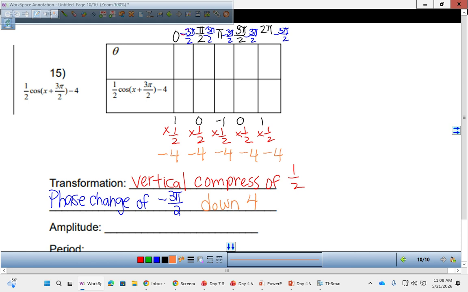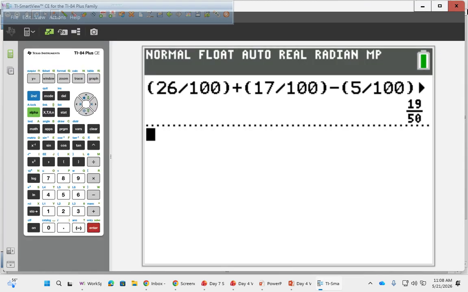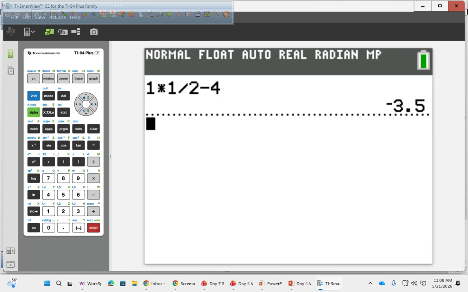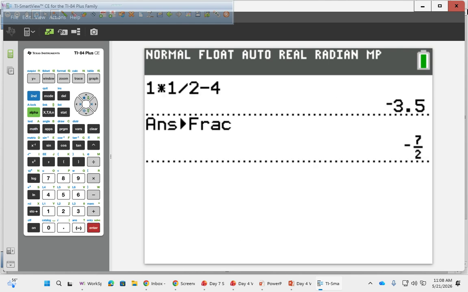Now I've got to do the math. If you don't want to do math with fractions in your head, the bottom ones you can do in your calculator, the top ones you can't, and I'm going to show you why. So if I type 1 times 1/2 minus 4 into my calculator, it'll do that, right? And it'll give me something that if I wanted to make it a fraction, I can do that. So you can type this into your calculator. What I can't type into my calculator is the top, and I'll show you why after we're done with the bottom. So here's the first one of the bottom. It's going to be -3.5 or -7 over 2. I don't care which one you write.